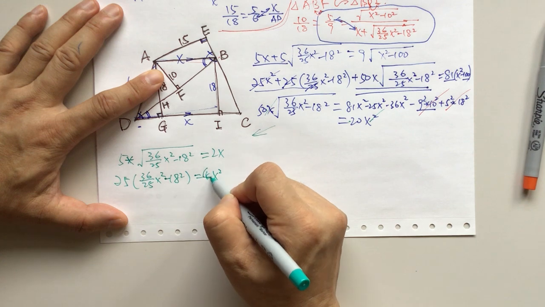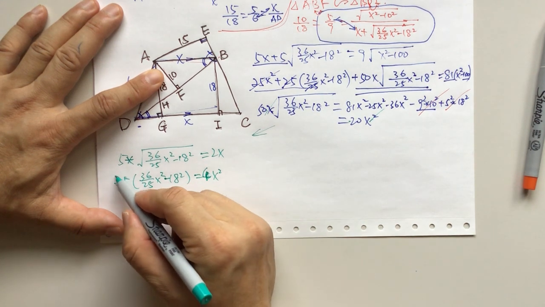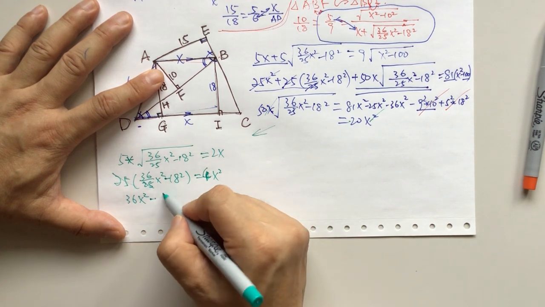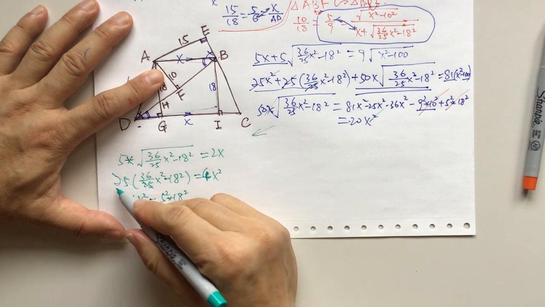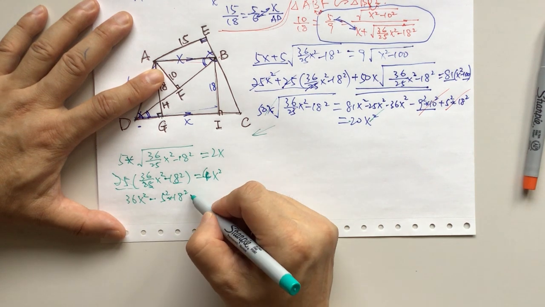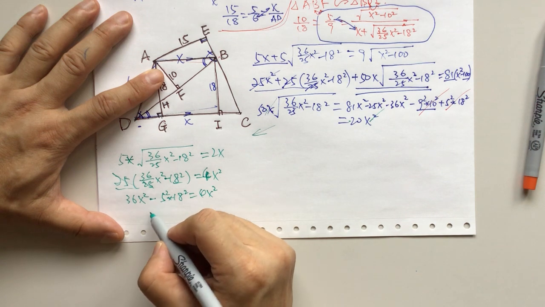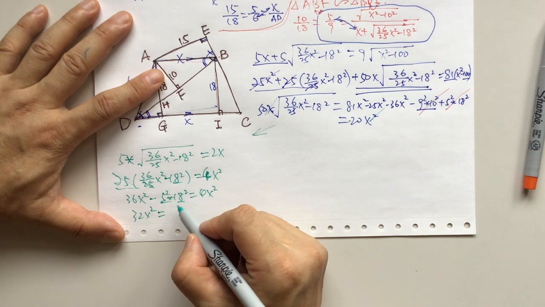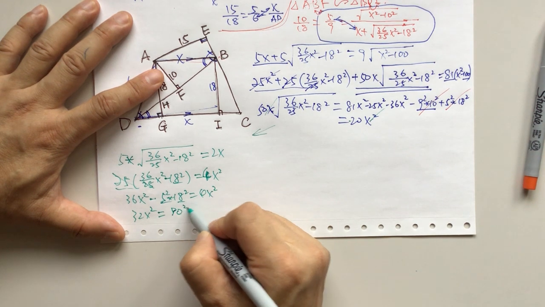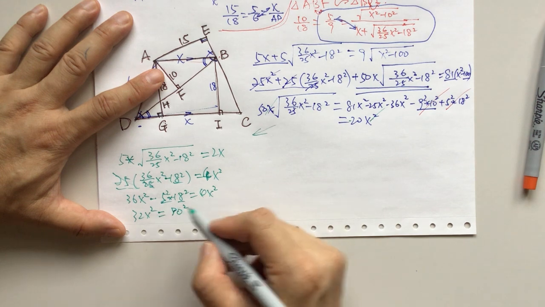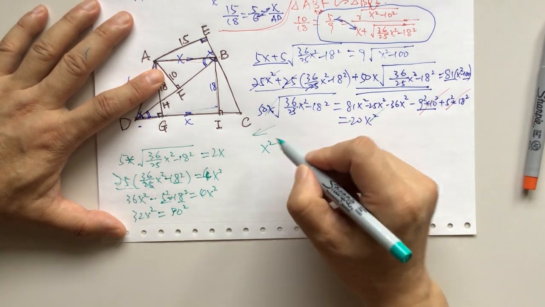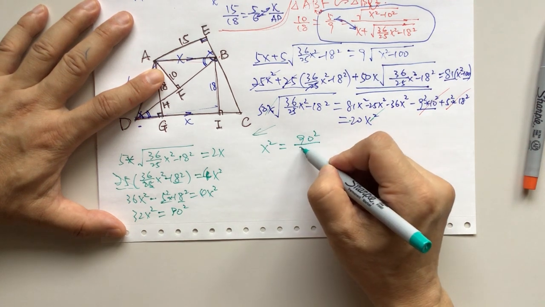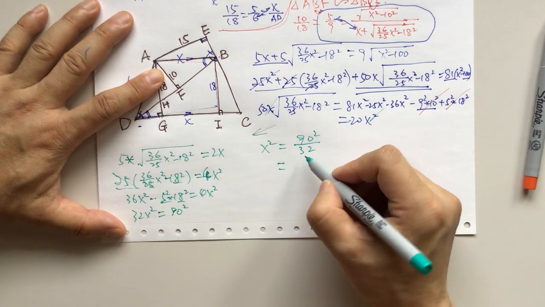Now we will go on for squared 25 times 36 over 25x squared minus 18 squared, then 4x squared, right? 4x squared, then we got how much? 36x squared minus 5 squared times 18 squared, right? And equals 4x squared. Then we got 32x squared equals 5 times this one is 90 squared, right? And each side divided, so we got x squared equals 90 squared over 32.